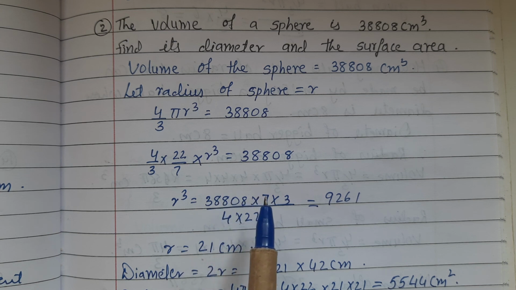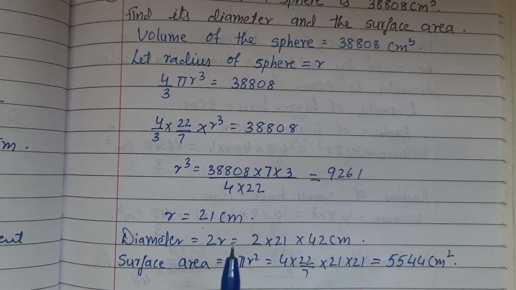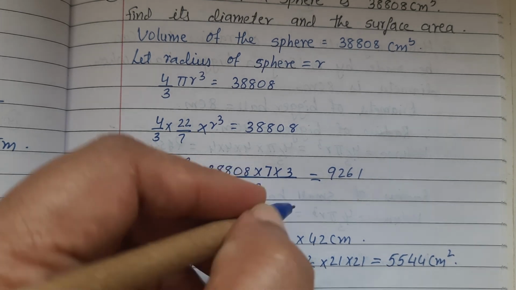Therefore, r cube equal to 38,808 into 7 into 3 upon 4 into 22, which is equal to 9261. r cube equal to 9261. Therefore, r equal to 21 centimeter. Diameter equal to 2 into r, equal to 2 into 21, which is equal to 42 centimeter.